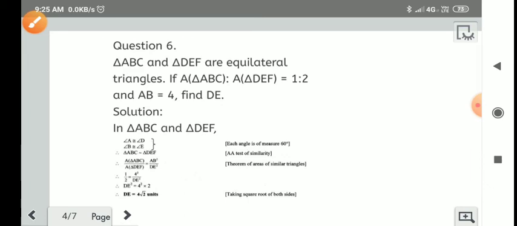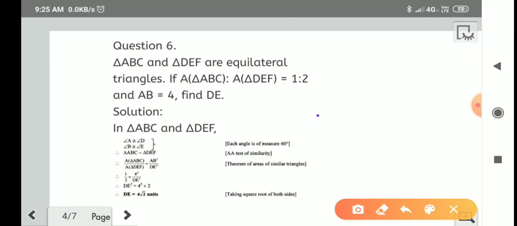Then next question, question number 6. So triangle ABC and triangle DEF are equilateral triangles. If the ratio of area of triangle ABC to area of triangle DEF is 1 is to 2 and AB is equal to 4, find DE. So similar question. So here two triangles are equilateral.